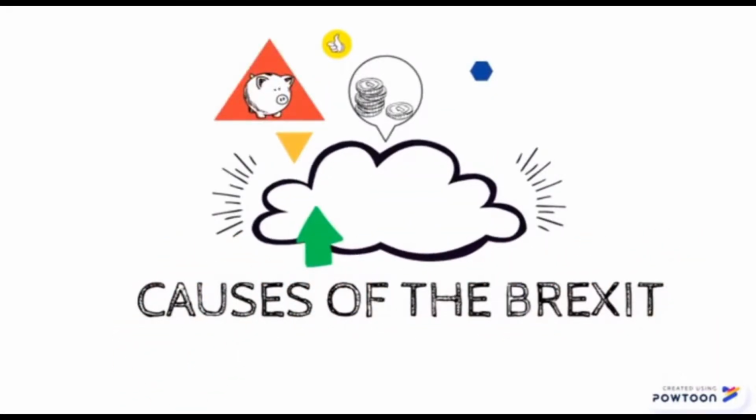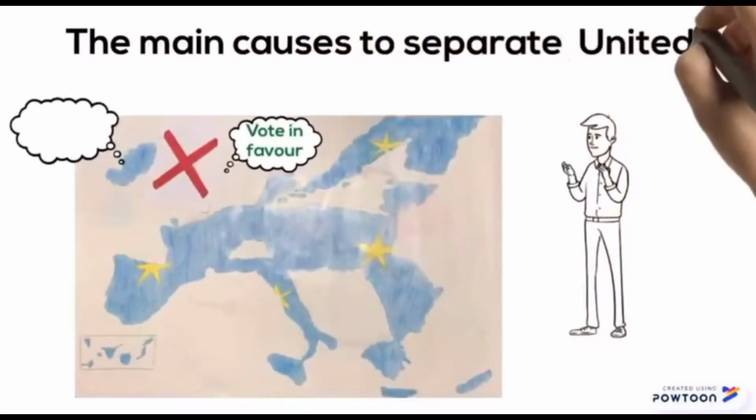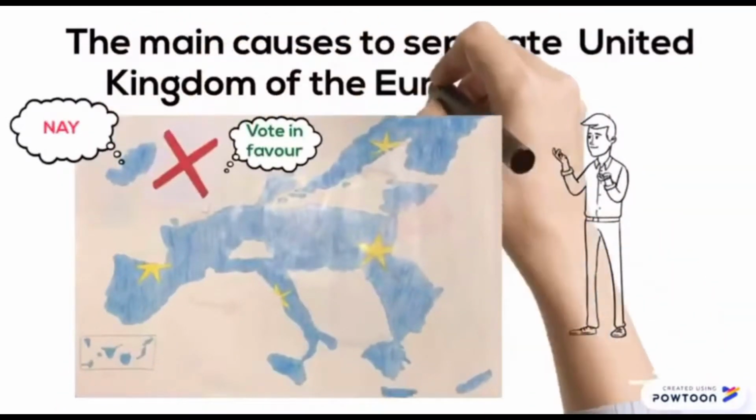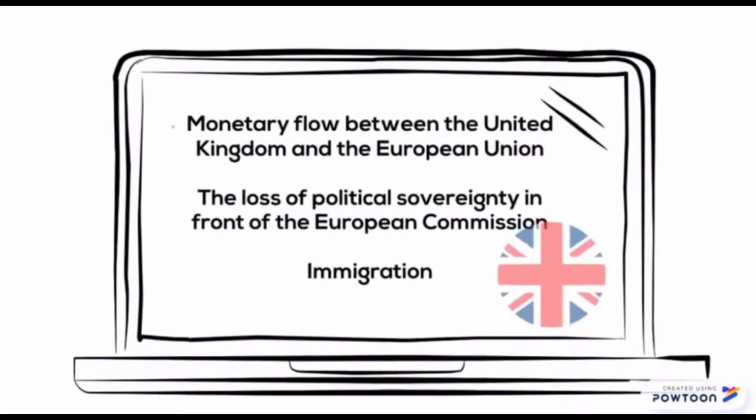Causes of the Brexit. These are the main causes that have led the United Kingdom to consider its future in the European Union and decide to separate from it. Monetary disputes between the United Kingdom and the European Commission, the loss of political sovereignty in front of the European Commission, and immigration.